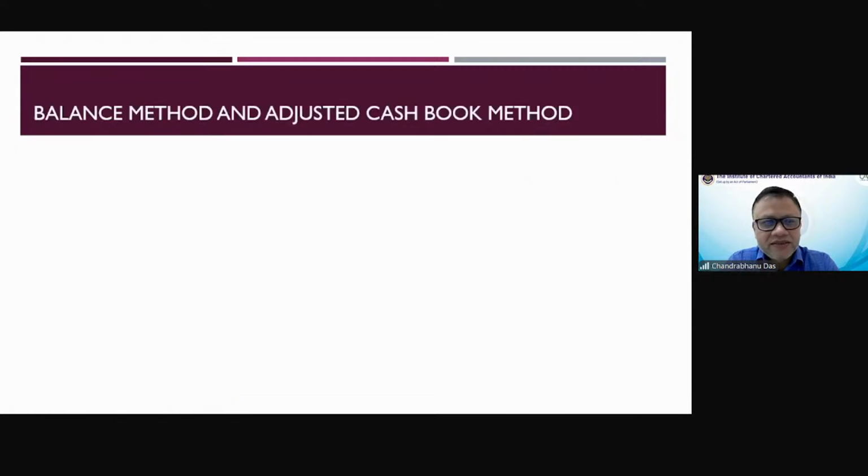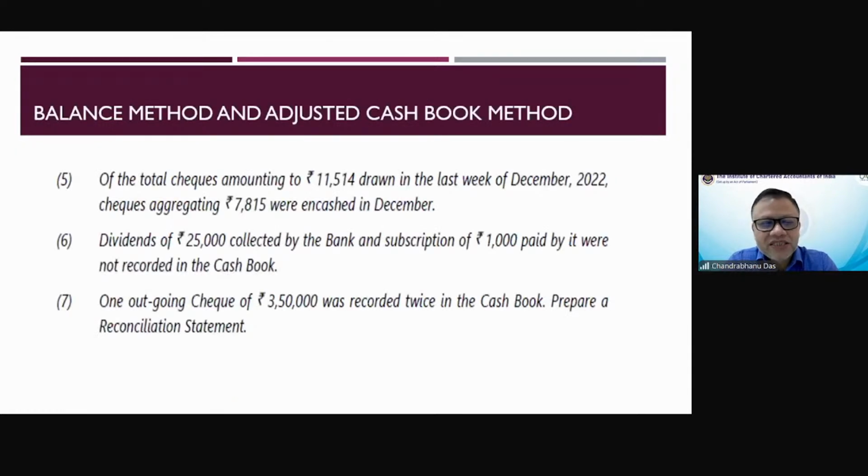Now let us go to points 5, 6, and 7. In the 5th point, what is it telling? Is it checks deposited but not credited, or checks issued but not presented? Who can say this answer? 5th point. In BRS, the most important thing is that we have to understand the sentences.